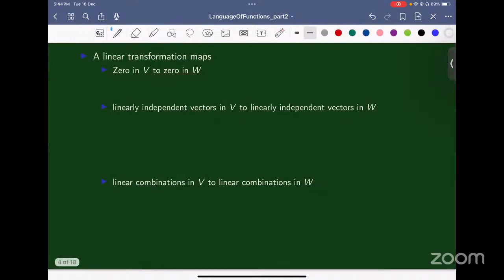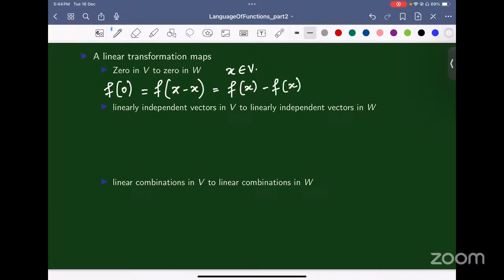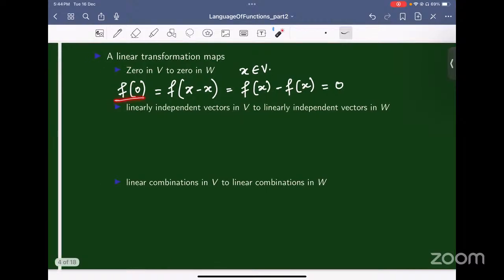This is easy to see because suppose I take some x in V. On the one hand, I know that x minus x is 0. Suppose I apply f to this. f being a linear transformation, this is the same as saying f is being applied to 0. On the other hand, f being a linear transformation means this is f of x minus f of x. These two are the same vectors in W. So you have a 0 here. And so that gives us that f of 0 is 0.